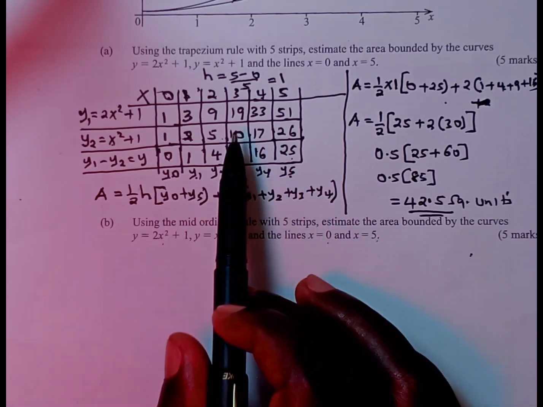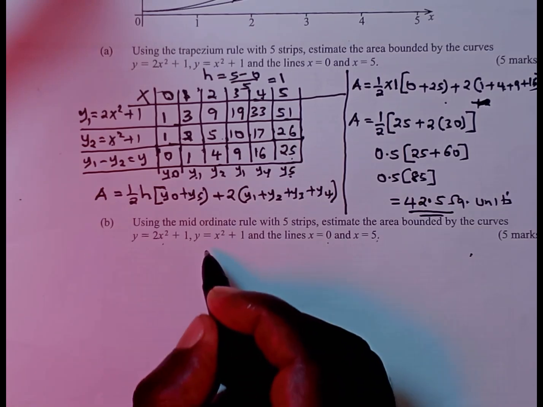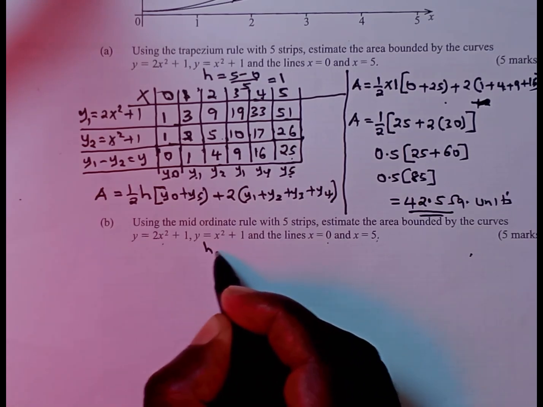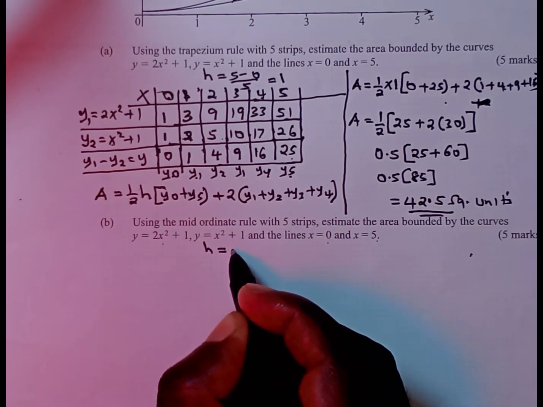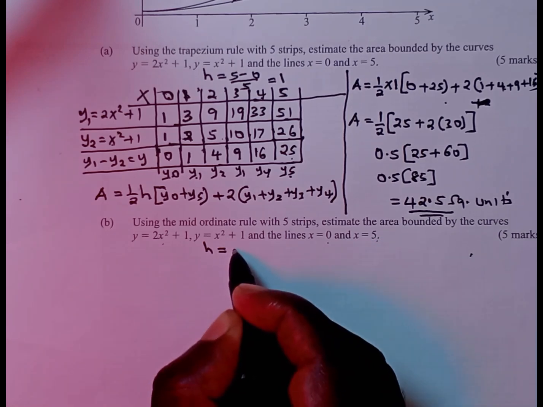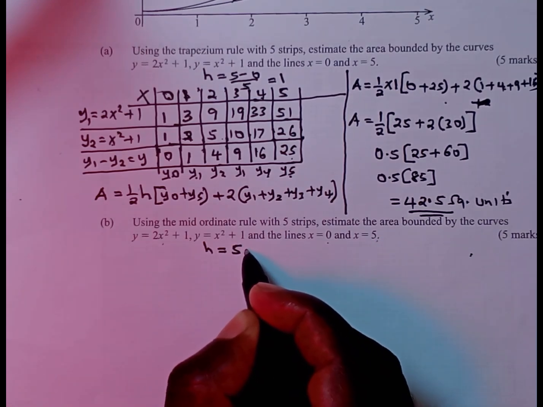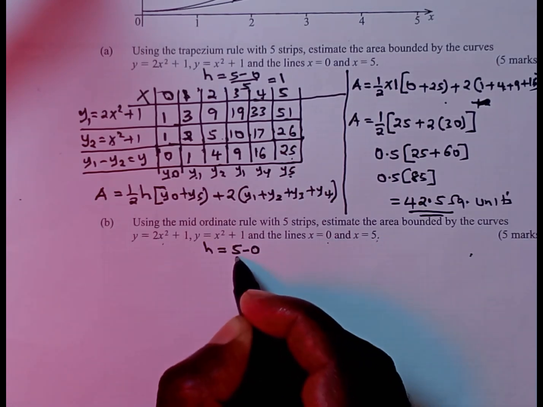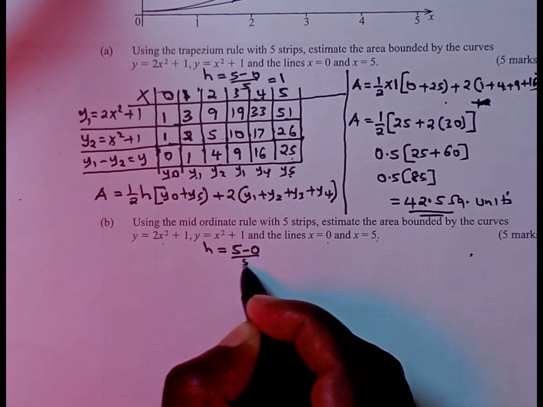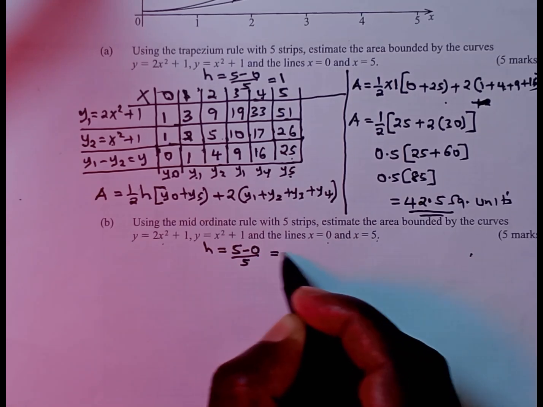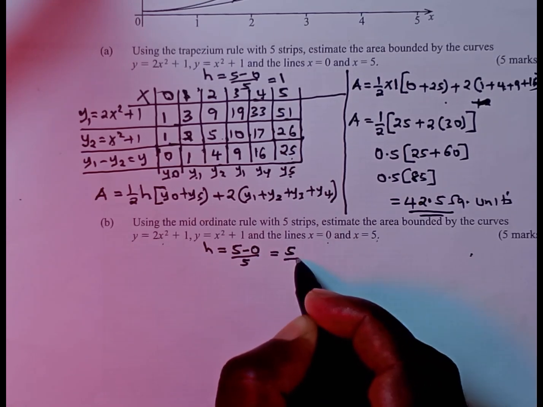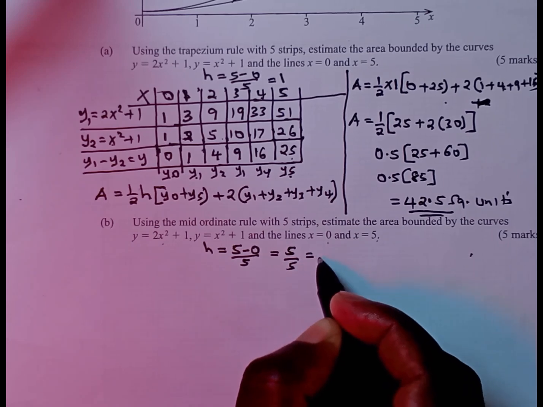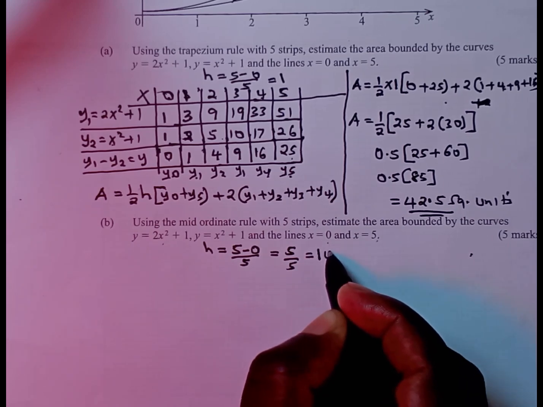Just like in trapezium rule, the first thing you do is getting the height, and the height is going to be given by the maximum value of x, which is 5, minus the minimum, 0. You divide by the number of strips, and in this case you are going to get 5 divided by 5, which is exactly 1 unit.